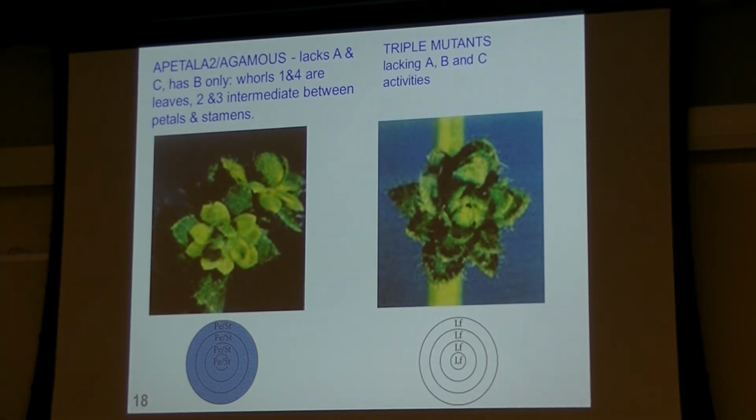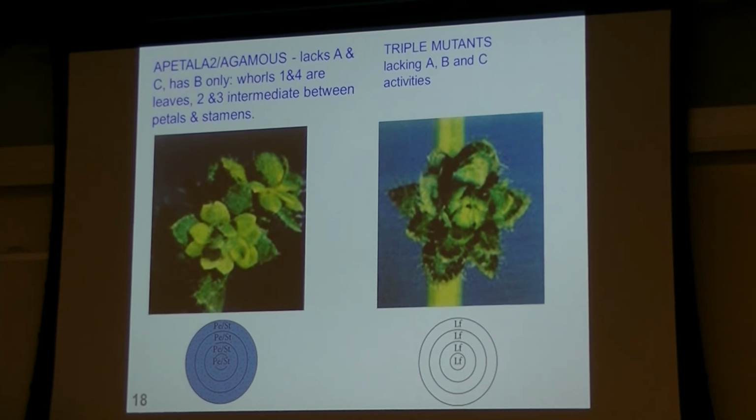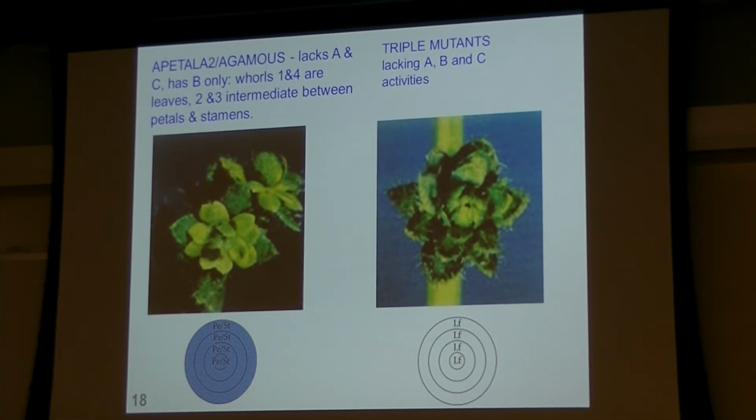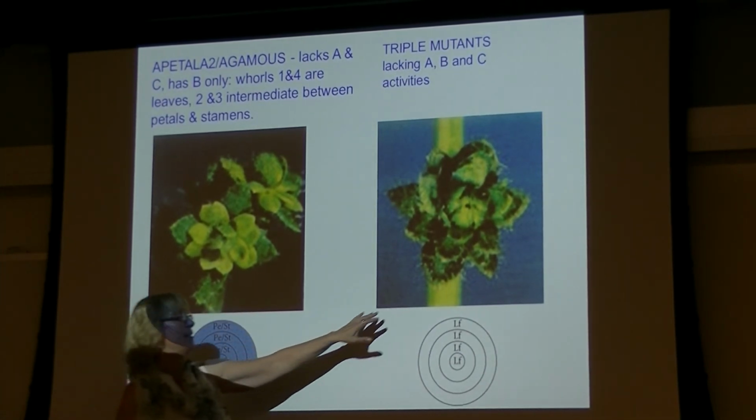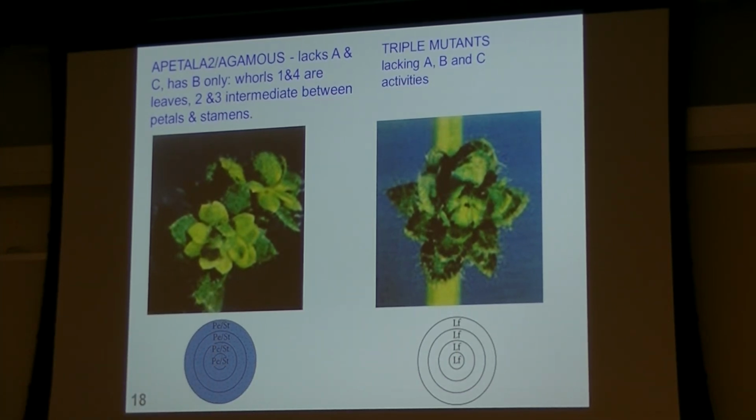Here's one that's these characteristic structures of somewhat like petals and somewhat like sepals, but not really completely convincing either way. And then here's your leafy structure that is the result of all 3 of these different gene classes being mutant.